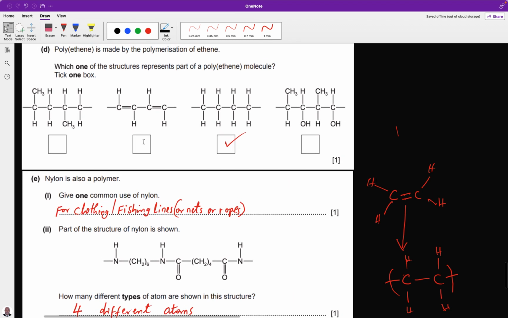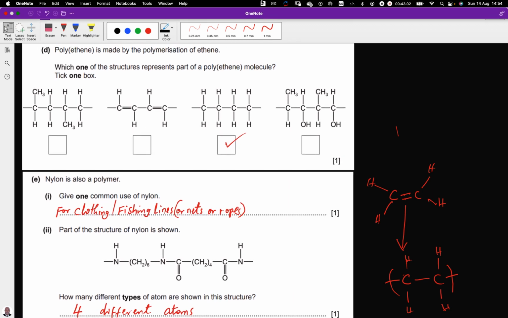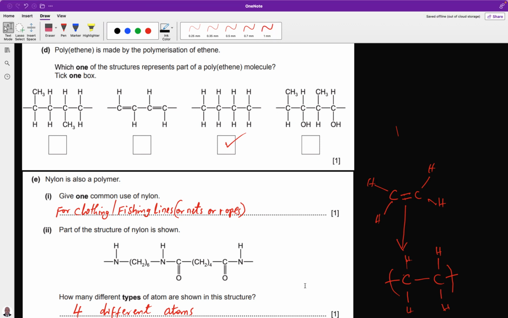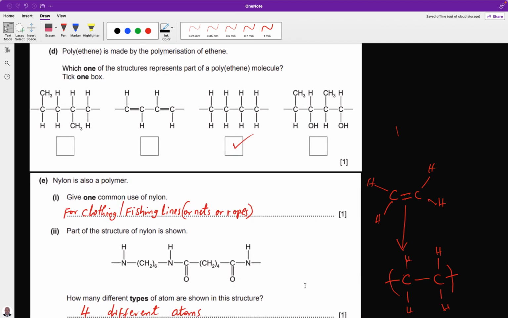Here we will have the structure. Which of the structures represents part of the polyethylene molecule? It cannot be this one, it cannot be this one, it cannot be the one containing the OH group, it must only be this one.